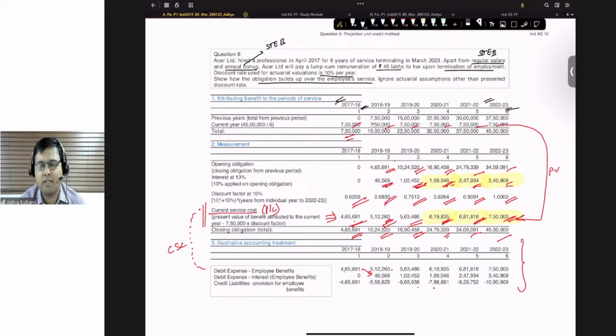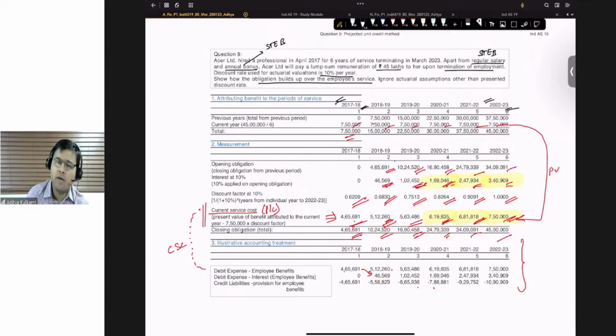The issue is that 45 lakhs is payable after 6 years. Since I am calculating the obligation now, it's mandatory for me to discount. So which discount rate do I have to use? Well, the discount rate could be your risk-free rate of interest or FD rate, whatever it is. In our example, it is 10% per year. Your question will always give you the discount rate. So how do I do the discounting?